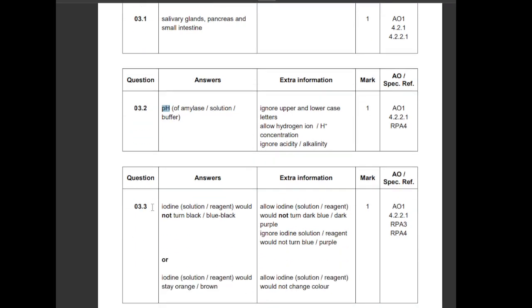3.3, iodine would not turn blue-black, or you could say the iodine solution or reagent would stay orange-brown. Remember, the original color of the iodine solution is this orange-brown color. So what we said is basically this iodine solution or reagent would not turn blue-black.